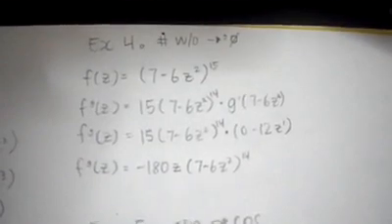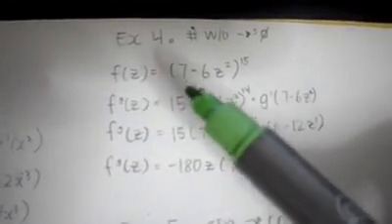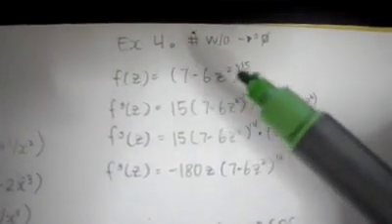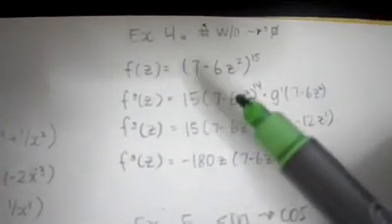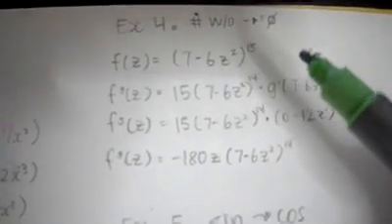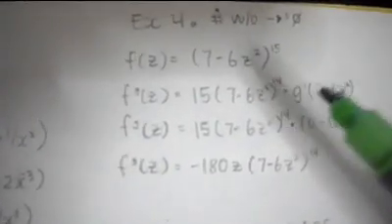This is an easy example of the chain rule that uses a number without any exponent, and therefore its derivative equals 0. The function f of z is given by the equation 7 minus 6z squared to the power of 15. Its derivative is 15 times 1 times 7 minus 6z squared to the power of 14, since it's 15 minus 1, times the derivative of the inside function, 7 minus 6z squared. Now the derivative is given by the equation 15 times 7 minus 6z squared to the power of 14 times 0, which is 7.